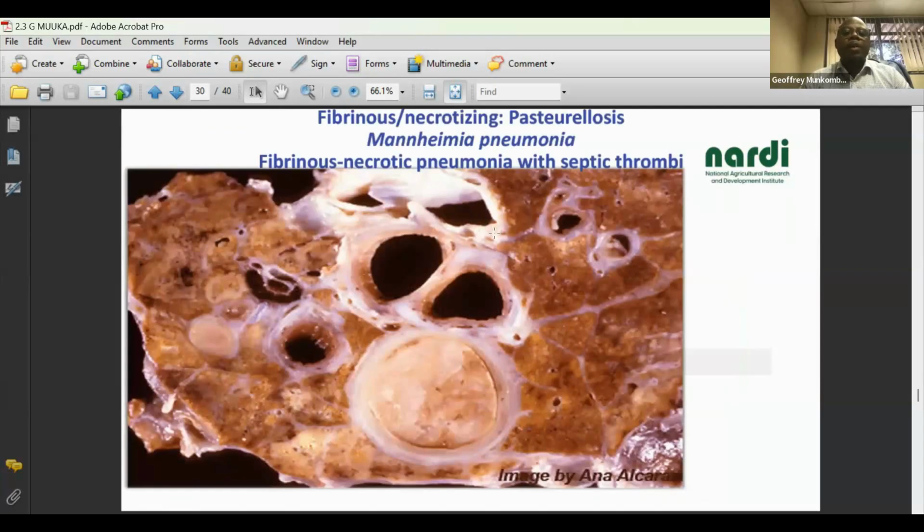This slide is showing the detailed investigation and the typical lesions you're going to see when the lungs are cut and magnified. Basically it shows us fibrinous necrotizing pasteurellosis with septic thrombi, which is very typical. If you're not careful, you might end up confusing this with a sequestrum, which is very normal for someone to do, but you need that experience to differentiate the two.